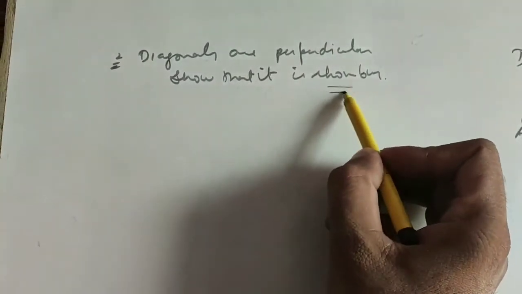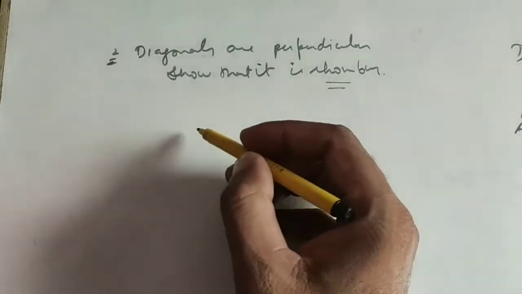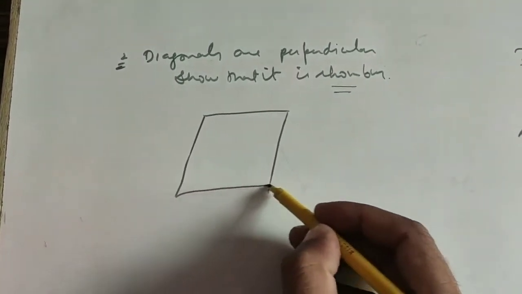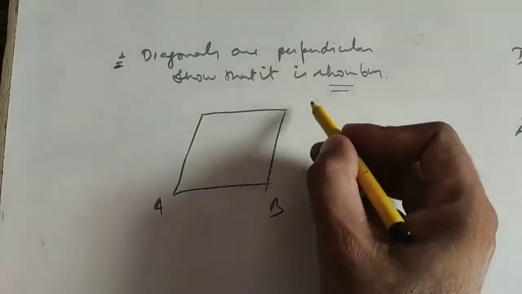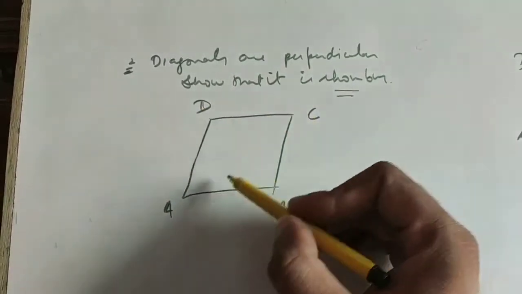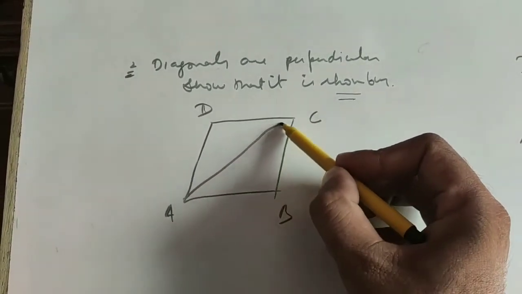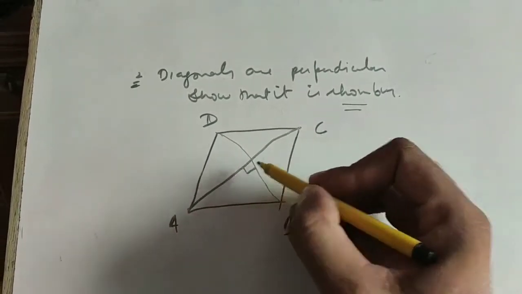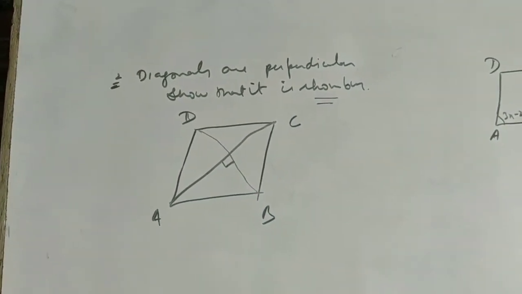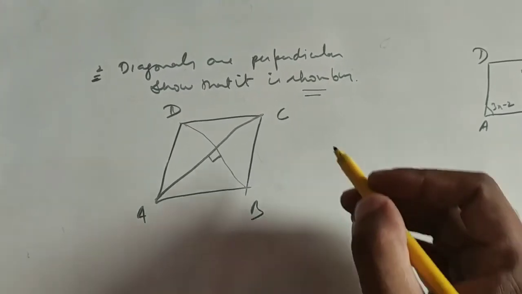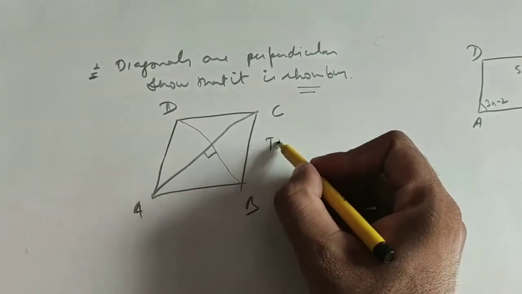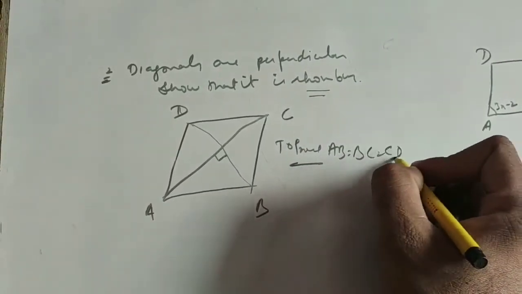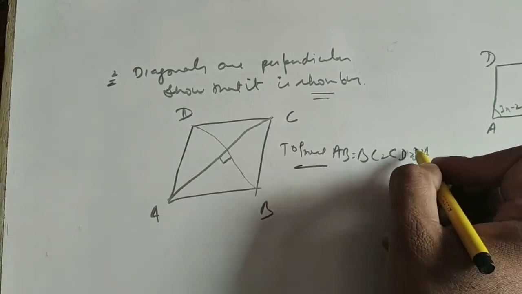To prove it is a rhombus, we have to prove that its adjacent sides are equal. Now suppose this is the parallelogram ABCD, and the diagonals are perpendicular. Show that it is a rhombus. To prove it a rhombus, what should we prove? We should prove that all the sides are equal: AB equals BC equals CD equals AD.